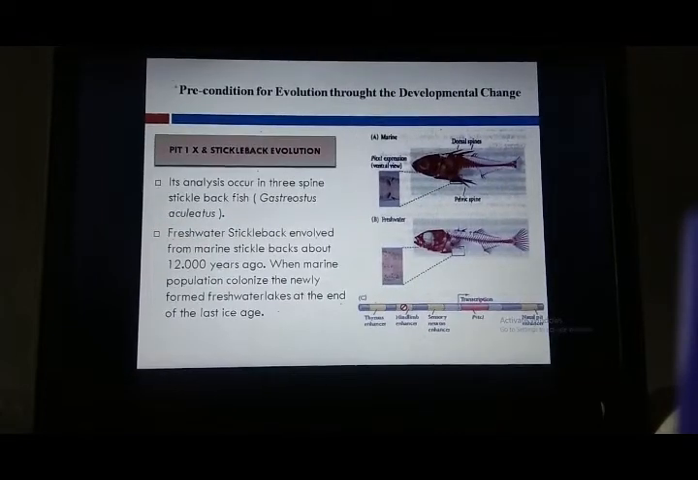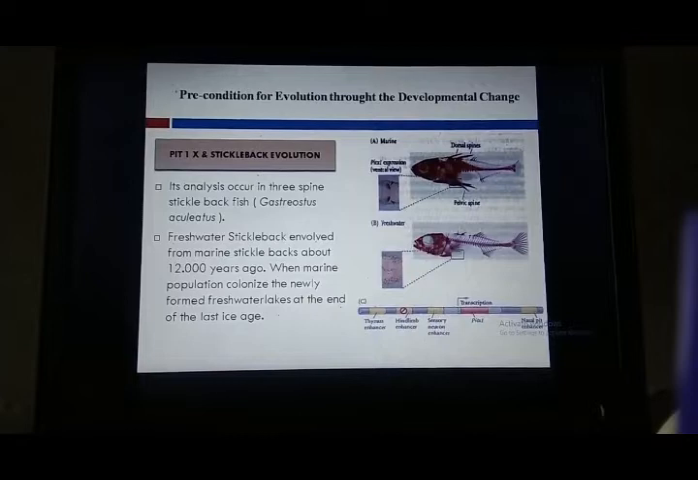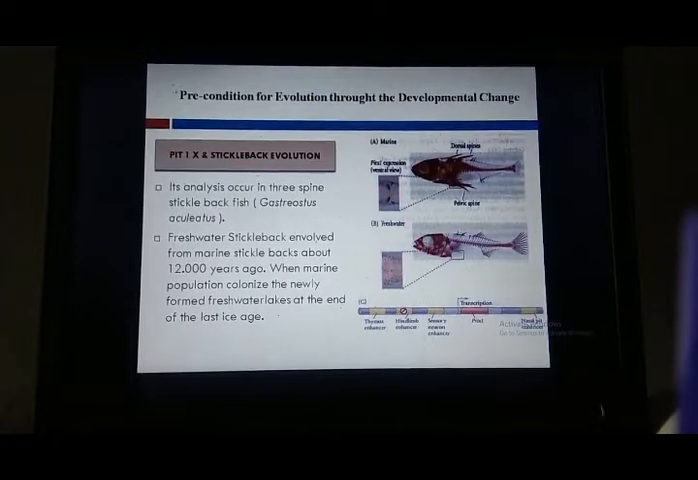Also, the next is about Pitx1 and stickleback evolution. This research and analysis occurred in the three-spine stickleback fish, whose name is Gasterosteus aculeatus, in freshwater. So the evolution is different in freshwater and in marine.